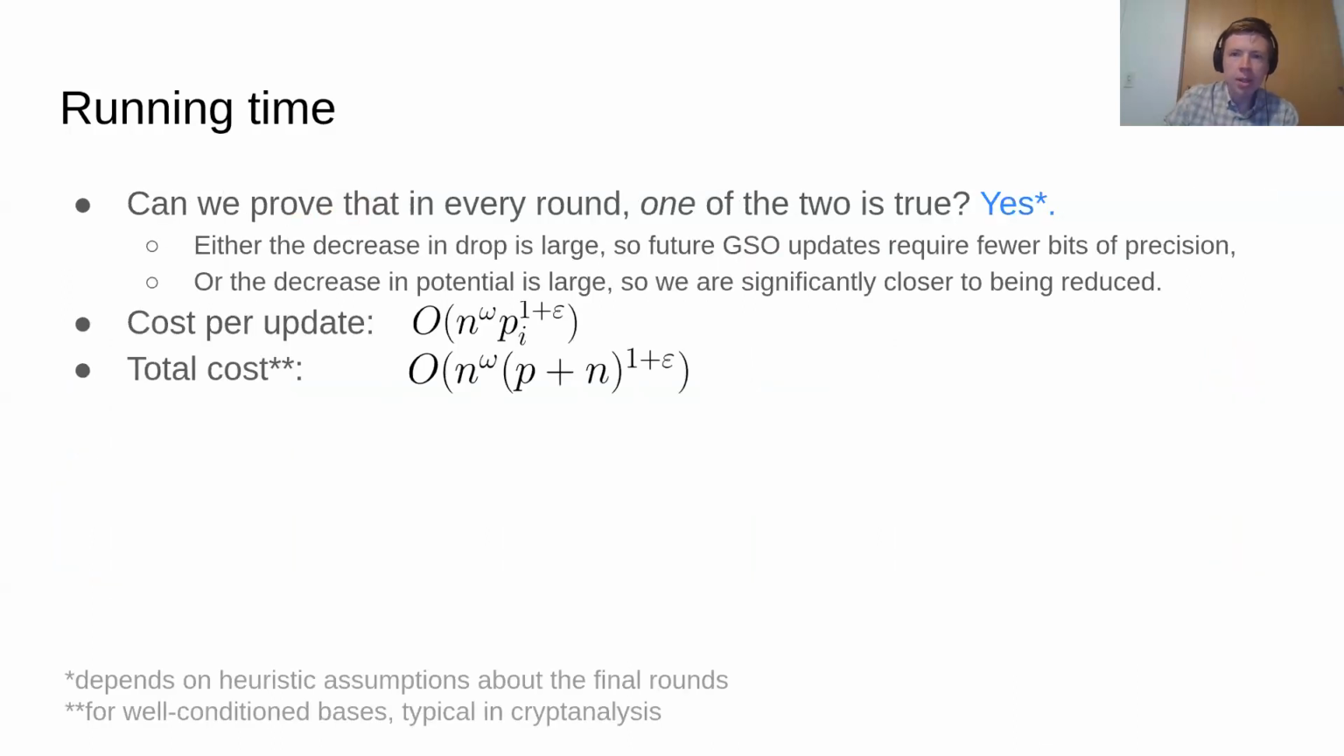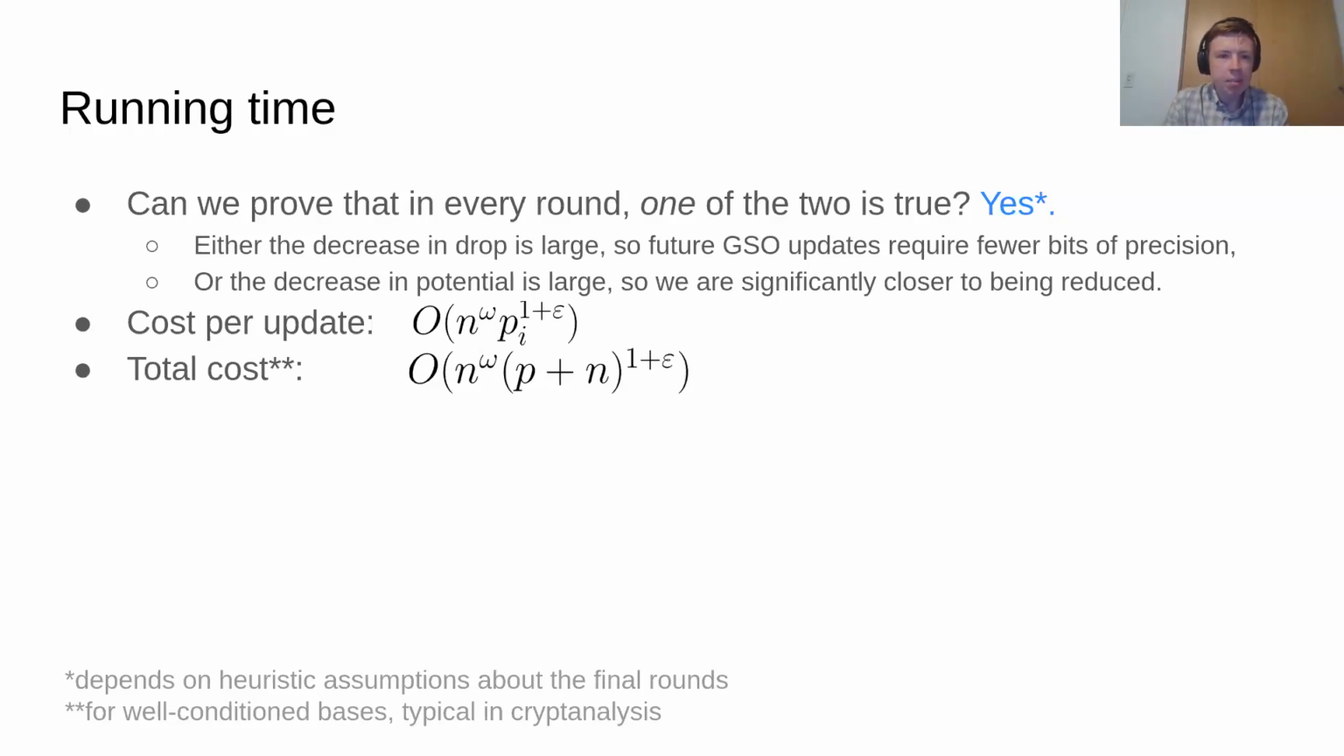But we show in the paper that we can use a combination of the two to show the progression of our algorithm. Now we do need a heuristic assumption to round out the very end, but this heuristic assumption has held for all of our test cases, and we're unable to come up with a counterexample to our heuristic. So it seems like a safe assumption to make for our analysis.